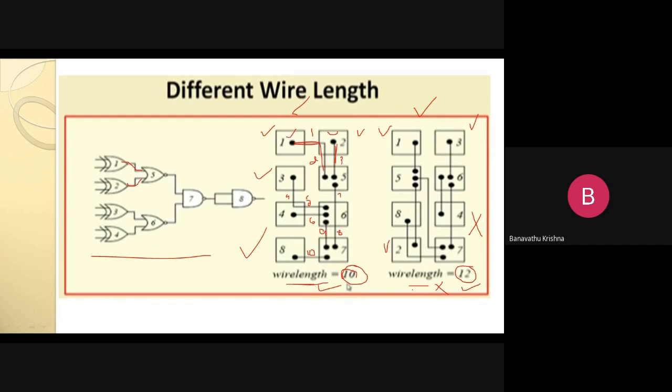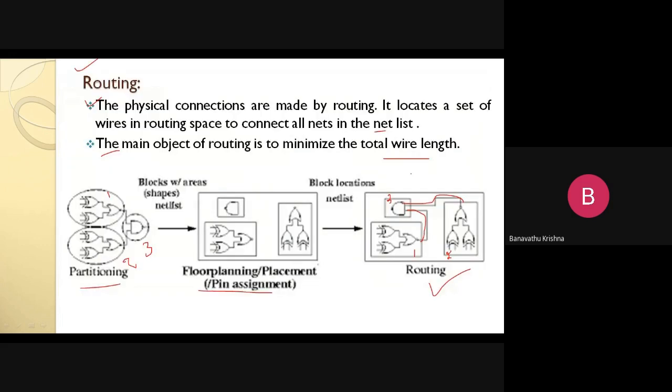The area is going to increase because the utilization of the floor planning is poor here, because the arrangement is different in the two cases. Due to that, here the wire length is 10, here the wire length is 12. So in that way, the power optimization is going to be affected. Similarly here also, the main objective of routing is to minimize the total wire length. So to minimize the total wire length, automatically the power optimization process is going to improve, right?